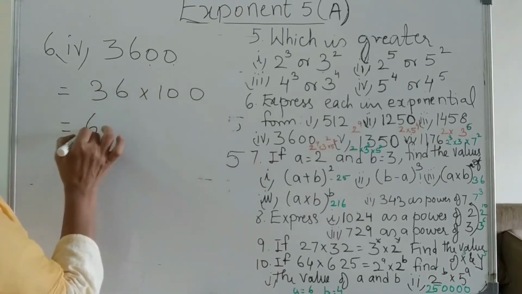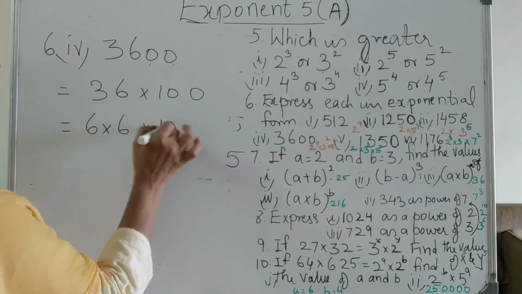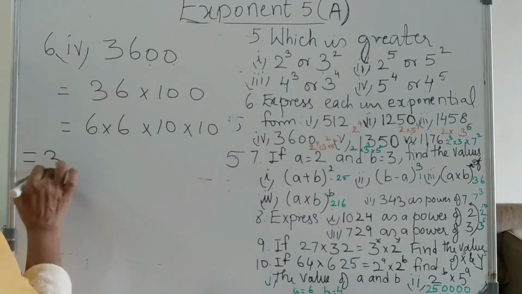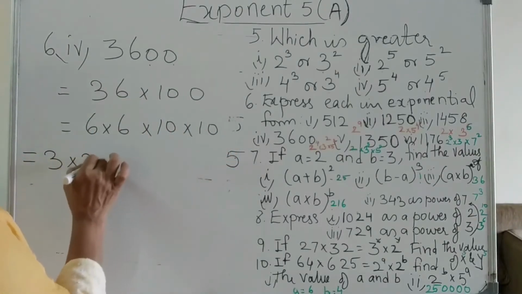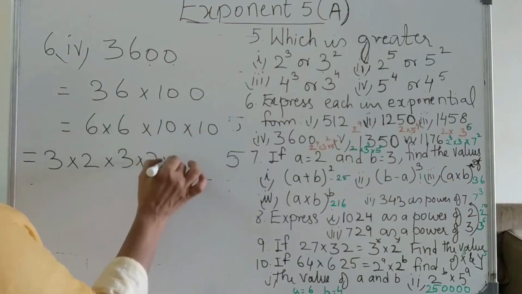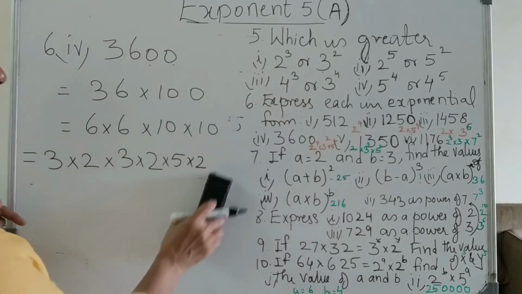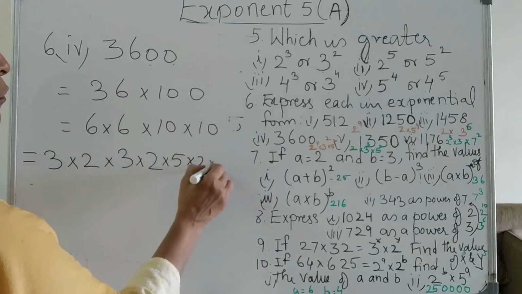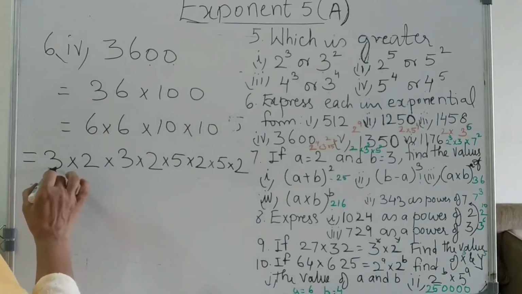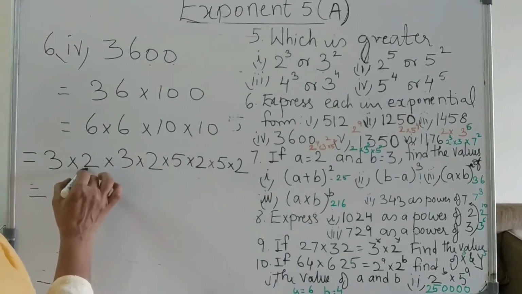36 you can write 6 into 6, and 100 you can write 10 into 10. Then 6 you can factorize further, 3 into 2 into 3 into 2. Now 10 you can write 5 into 2, and this 10 you can write 5 into 2. Now let us count. These are the basic factors. Let us count how many 2's.